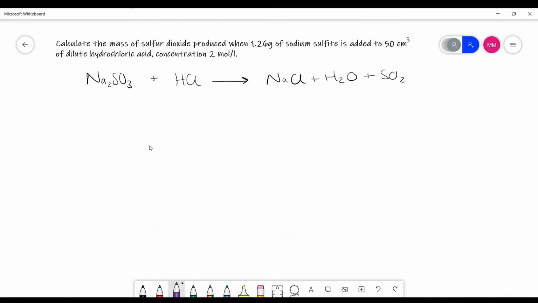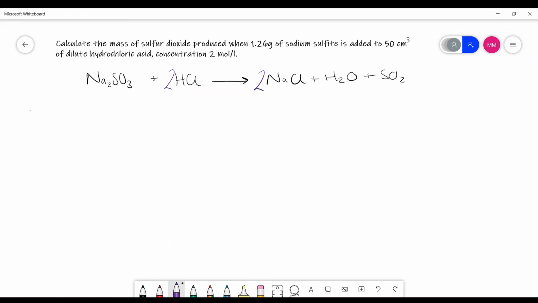In this example, you're asked to calculate the mass of sulfur dioxide produced when 1.26 grams of sodium sulfite is added to 50 centimetres cubed of dilute hydrochloric acid, concentration 2 moles per litre. So the first thing we have to do here is make sure that equation is balanced. So we can see here we need to put a big 2 here and a 2 here to balance our equation.